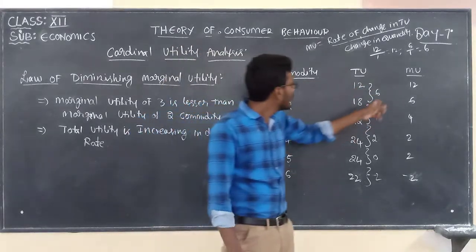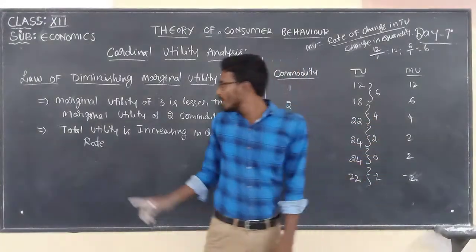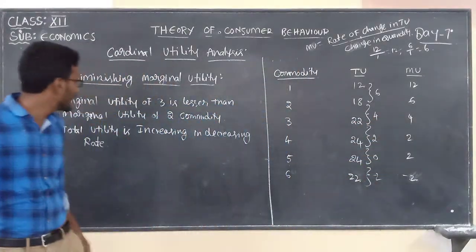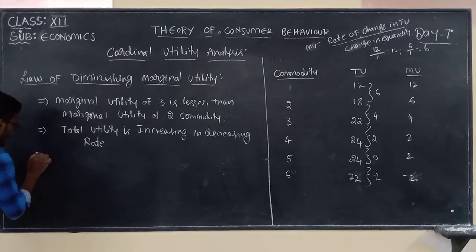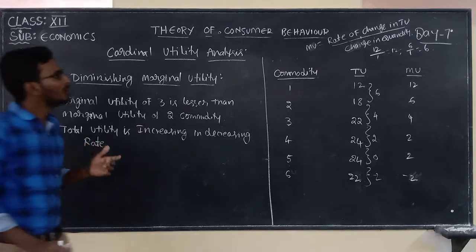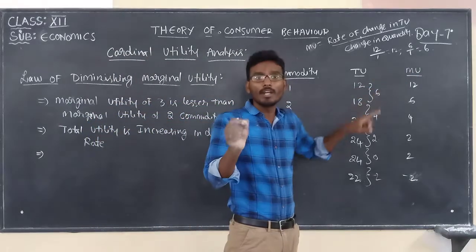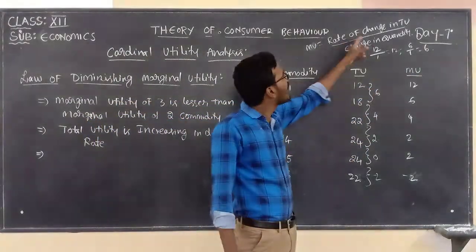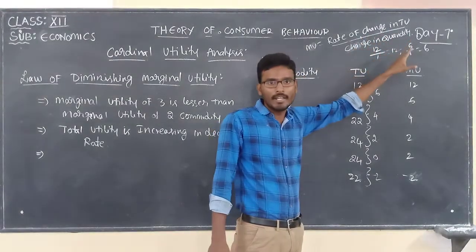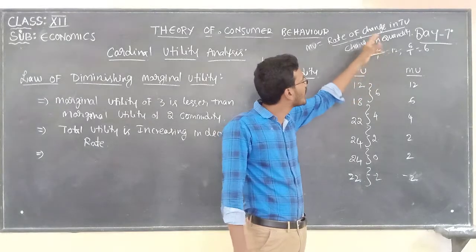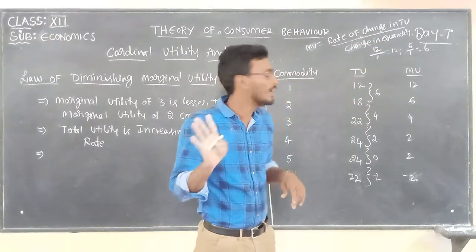You can observe that it is increasing by 6, and 4, and 2, and 0. So here total utility is increasing at a decreasing rate. I have already told you how marginal utility is derived. Marginal utility is the rate of change in total utility by change in quantity. So how much change in total utility is due to one additional unit of commodity?